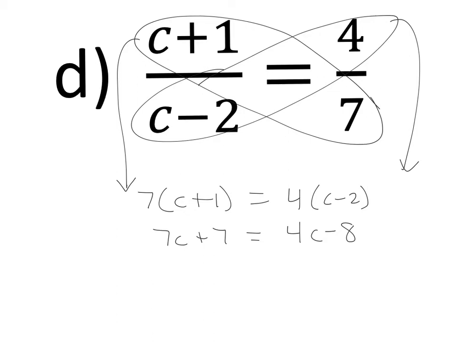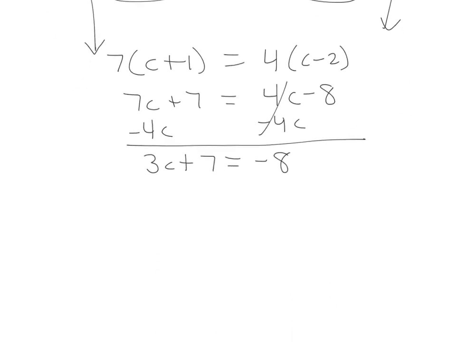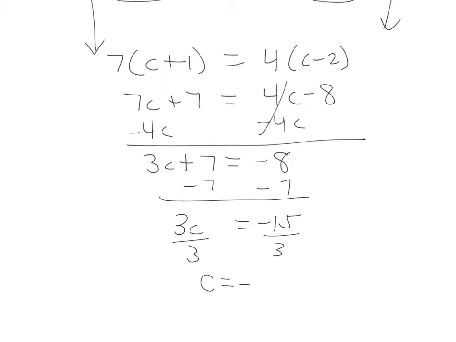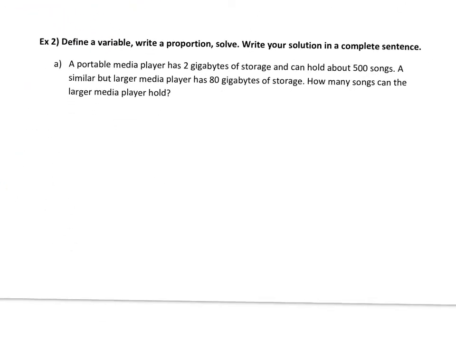All right, so again, it's just solving an equation now. Subtract 4c from both sides. So we end up with 3c plus 7 equals negative 8. Now let's subtract the 7 over, and 3c equals negative 15. Divide by 3, and c equals negative 5. Okay, let's go ahead and head down now to word problem.